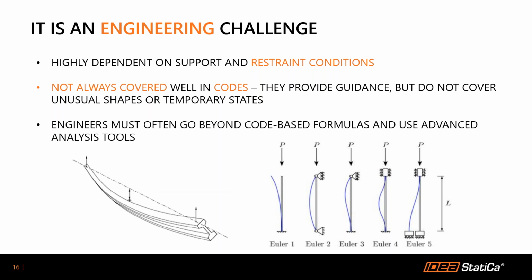And also, lateral torsional buckling is not always covered well in codes. They do provide some guidance, but usually do not cover unusual shapes or temporary states. So engineers must often go beyond code-based formulas and use advanced analysis tools.